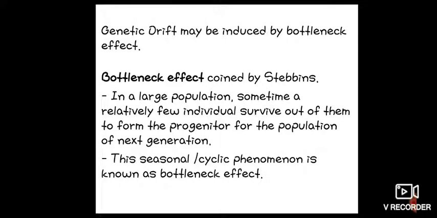So only a few individuals survive because of environmental events such as flooding, excessive rain or an earthquake. From a large population only a few survive, and this reduction in the number of individuals in the population we can call the bottleneck effect. This seasonal or cyclic phenomenon is called the bottleneck effect.